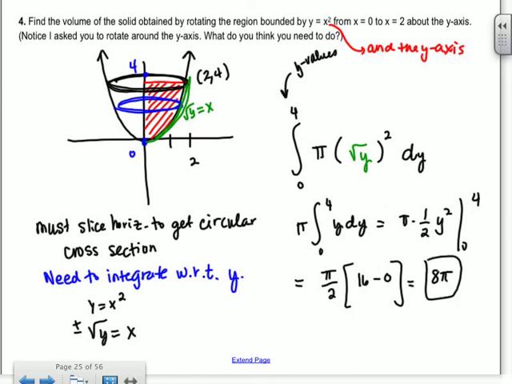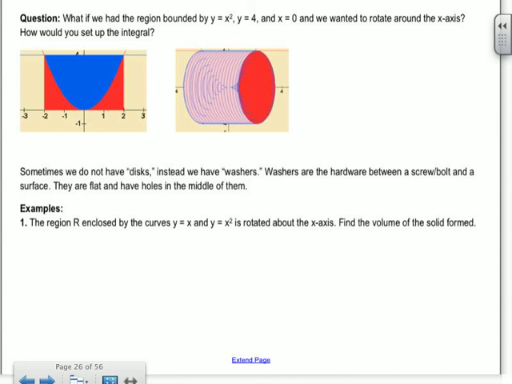Okay, so just like with area, sometimes you have to integrate with respect to y. Next step. Okay, so what if I had the region bounded by y equals x squared, y equals 4, and x equals 0. So y equals x squared, y equals 4, and x equals 0. Okay, so x equals 0. Oh wait, x equals 0. Y equals 4, y equals x squared.